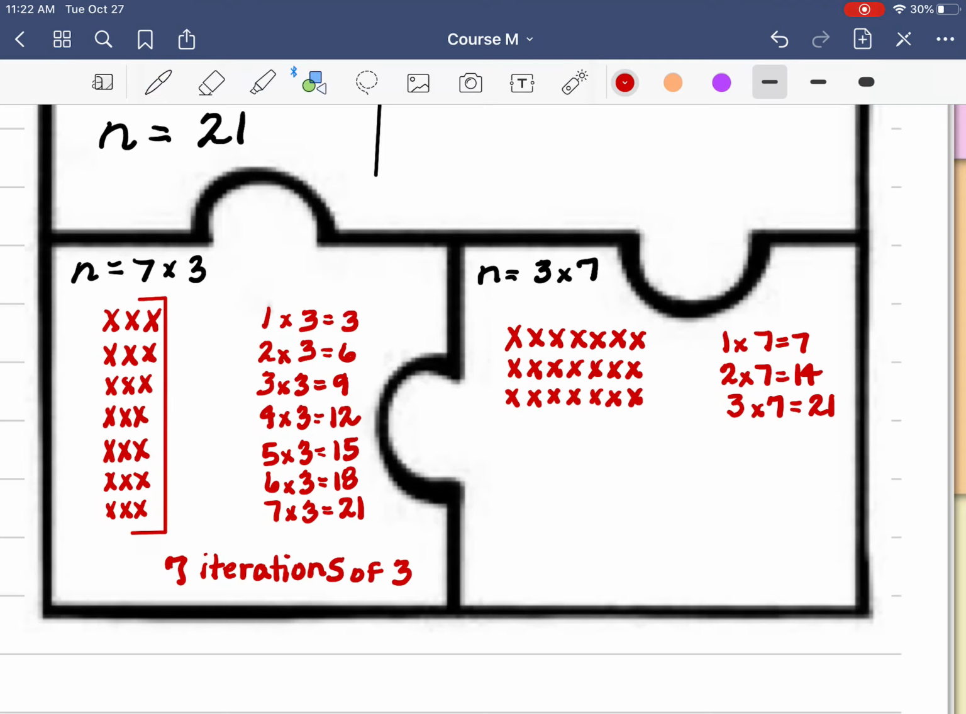So here are the iterations. That's a good word to impress your friends with. Most people are not going to know what that means unless they've studied math. 3 iterations of 7.